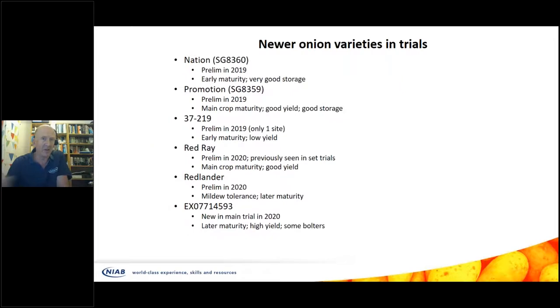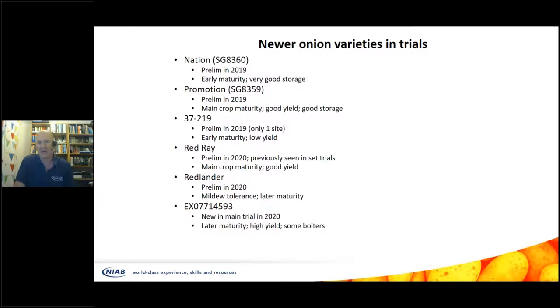Newer varieties are coming through. I think I've mentioned Nation already as an early maturing one, which seems to have very good storage from the data we've got so far. Promotion, also from Syngenta, is coming through with good yields and good storage, but later maturing. 219, mentioned a couple of times, is looking good. Red Ray and Red Lander.